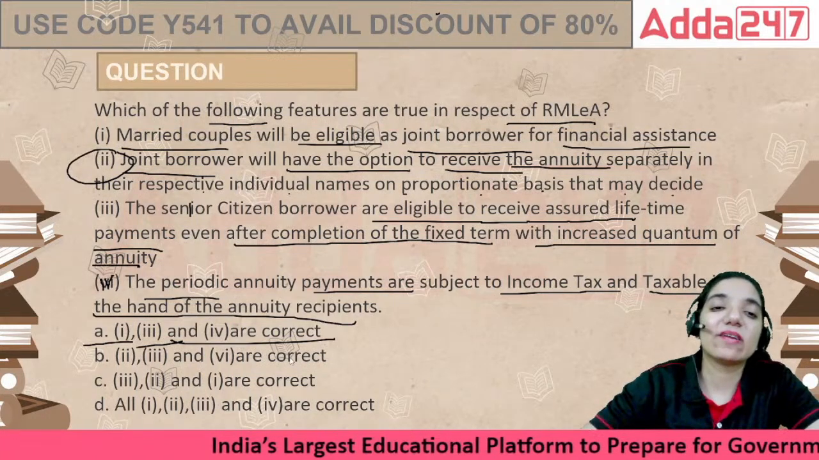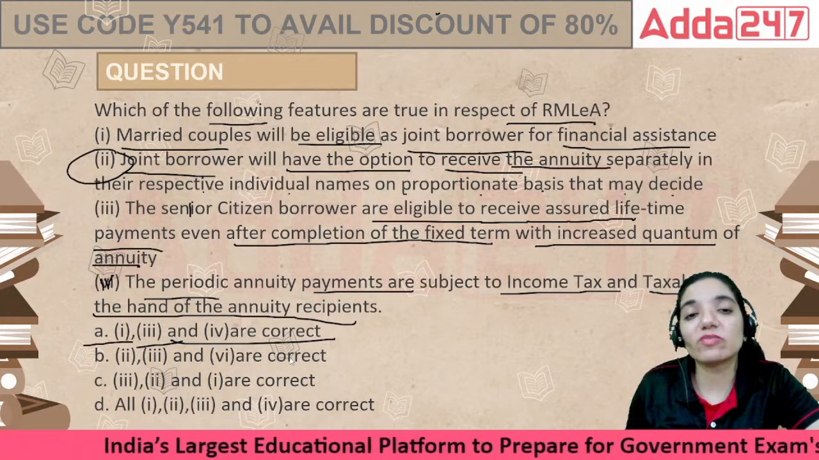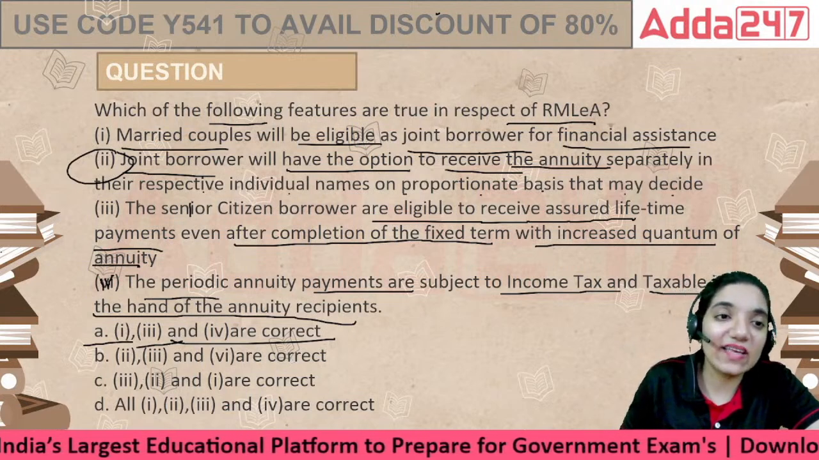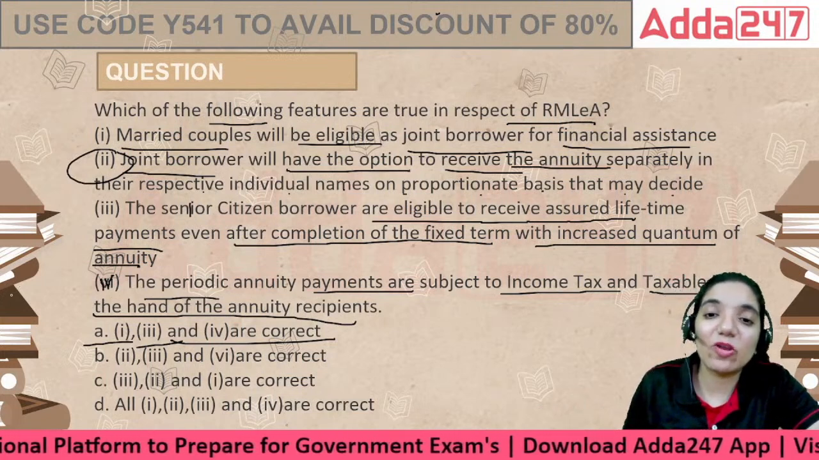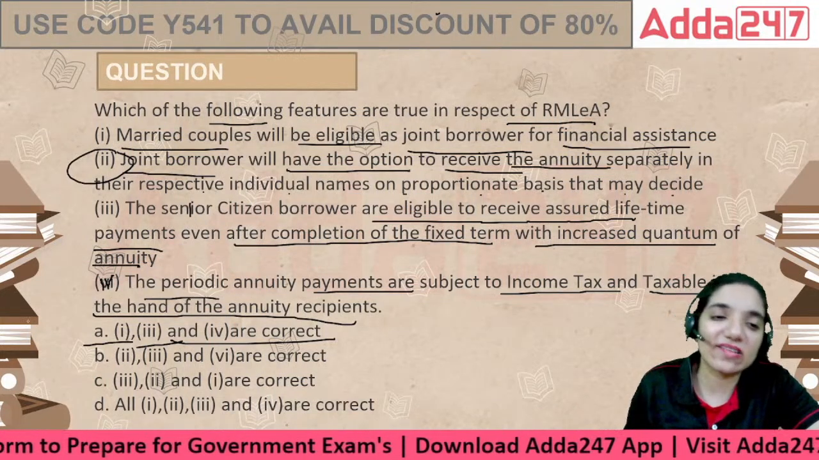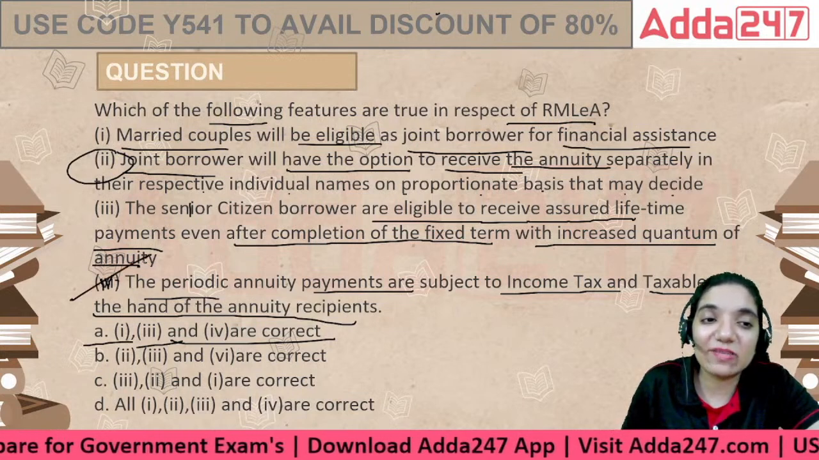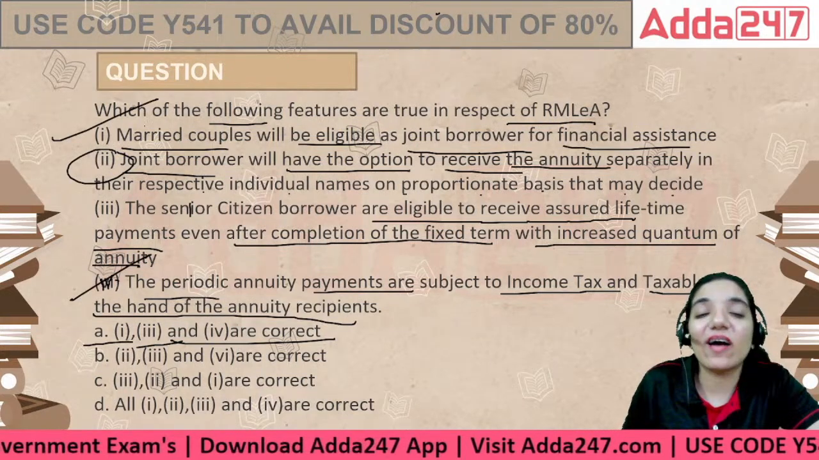That is 1, 3 and 4th. Married couples are eligible in terms of borrowing, and their senior citizens can increase till the time they are surviving. These people will receive money, and periodic payments are subject to income tax and taxable in the hands of the annuity recipient, right? So these people are a part of it.